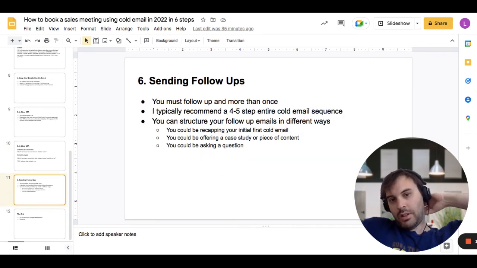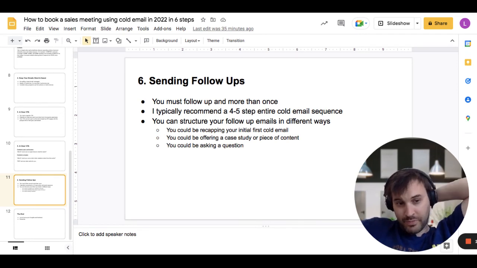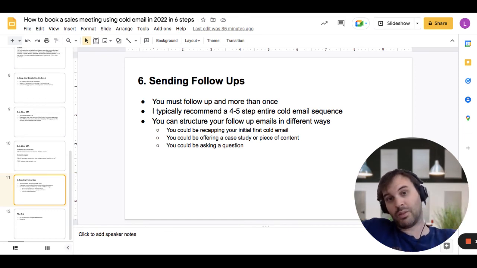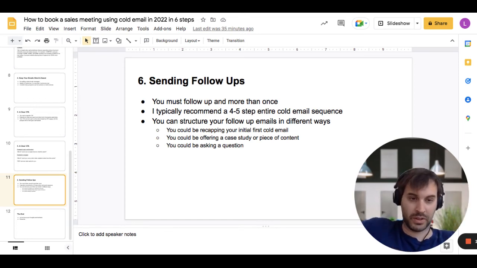Number 6. Following up, this is really important. It's crazy to me when I speak with people, so many people tell me they send one or two cold emails and that's it. You have to follow up, but the reality is a lot of people are just busy, they forget stuff. Maybe they're watching football when they read your email, and they think, I'll get back to this later, and then forget. People are busy, forget stuff, get distracted easily, especially in today's day and age. So you really need to follow up.